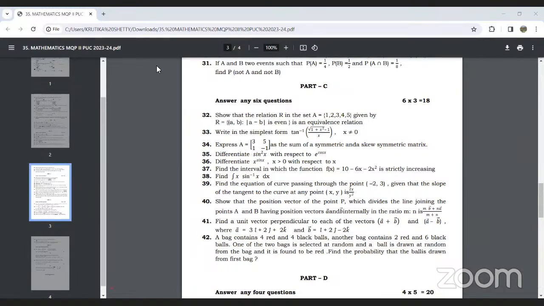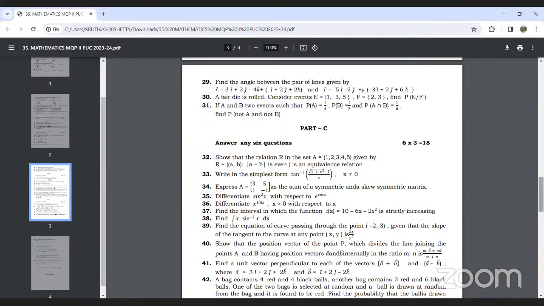Good evening, students. In the last session, in the morning session, we covered up to question number 31. So we are discussing the model paper. Up to question number 31, we have covered. Next, we will be discussing part C and part D.